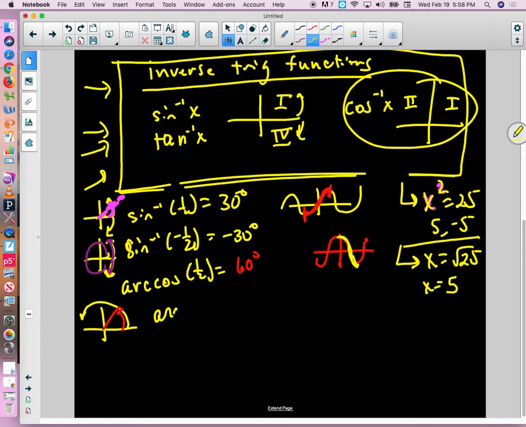What if you have arc cosine or inverse cosine of negative 1/2? You look in the first quadrant and don't find it. And so you continue on to the second quadrant where cosine's negative, and you get this 60-degree angle here, which is 120. So let me show you what I mean on the calculator.